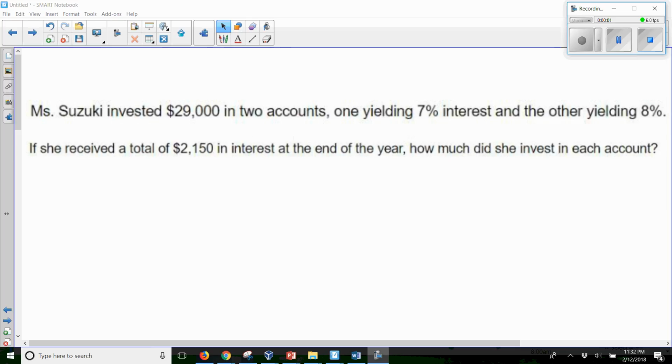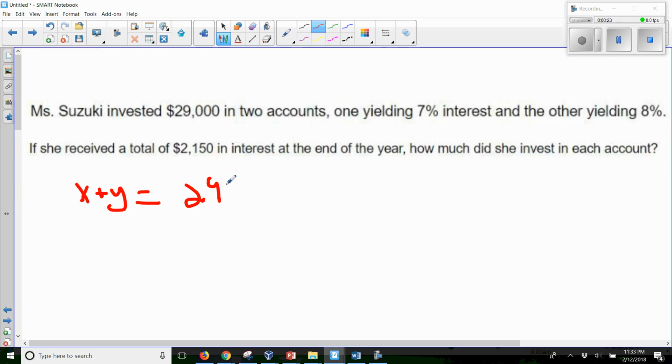Okay, here we have a word problem. Mrs. Suzuki invested $29,000 in two accounts. That actually gives us our first piece of information. So I'll let X be the amount in the first account, and let Y be the amount in the second account. And we know if we were to add those two amounts together, X plus Y, then we would have $29,000. Okay, so that's our first equation.